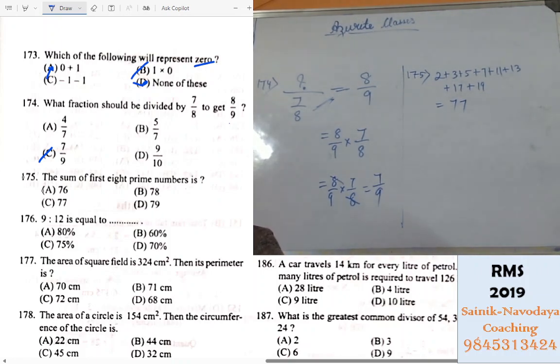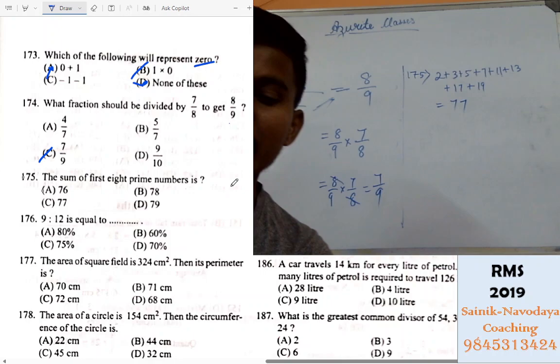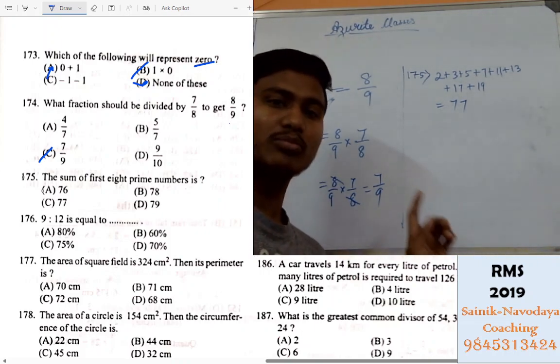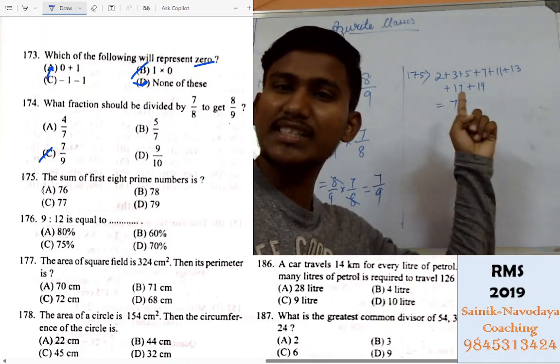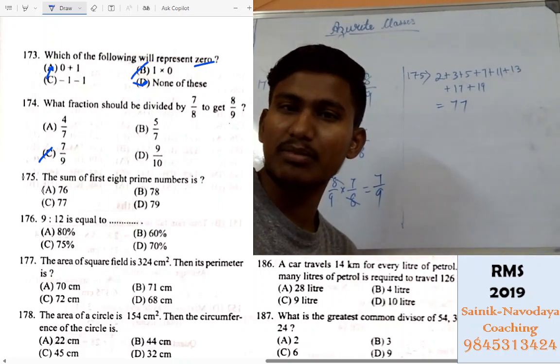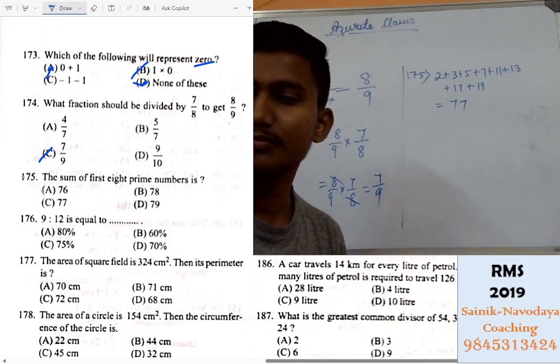So 175 now. If you see the question, it is the sum of the first 8 prime numbers. What are the first 8 prime numbers here? If you add them, you will get how much? 2, 3, 5, 7, 11, 13, 17 and 19 are the first 8 prime numbers. If you add, you will get 77 as the answer. Okay, good. Write it down.